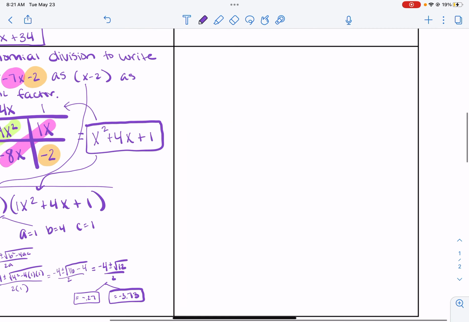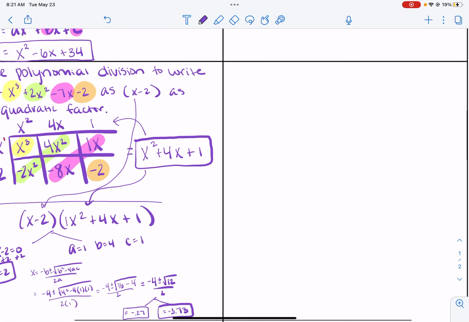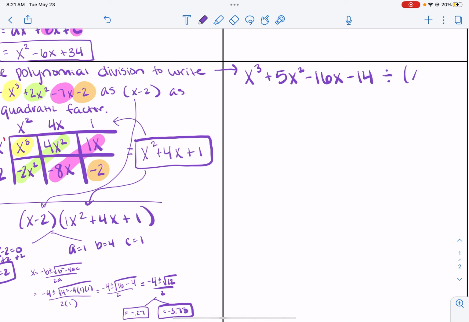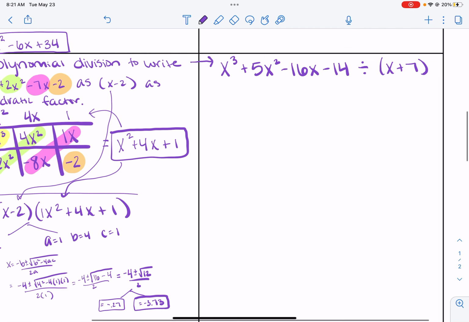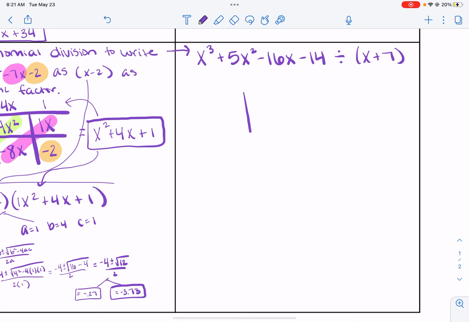Okay, so same thing here. Same directions, except you're going to use x cubed plus 5x squared minus 16x minus 14 divided by x plus 7. Okay, so start off making your box. And you got this.